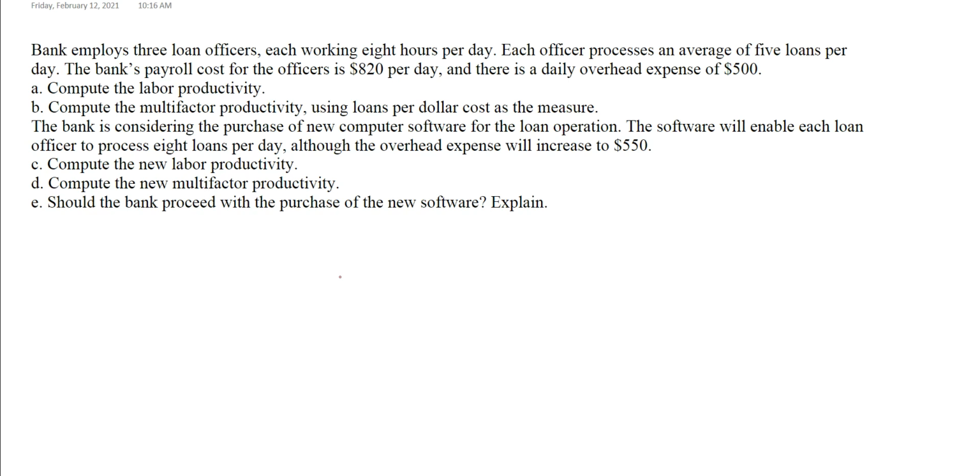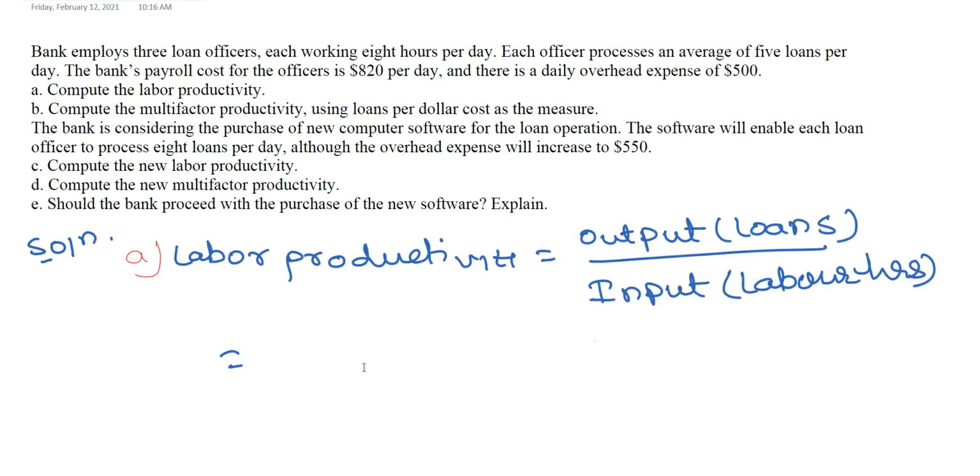Okay, so we try to solve this numerical. Just wait. Okay, so how to solve this problem? The first part we need to calculate as sub question A, compute the labor productivity. Okay, so I try here to compute the labor productivity. Labor productivity is nothing but the ratio of output and input. Output is the number of loans sanctioned per day, divided by input. Input is labor hour.